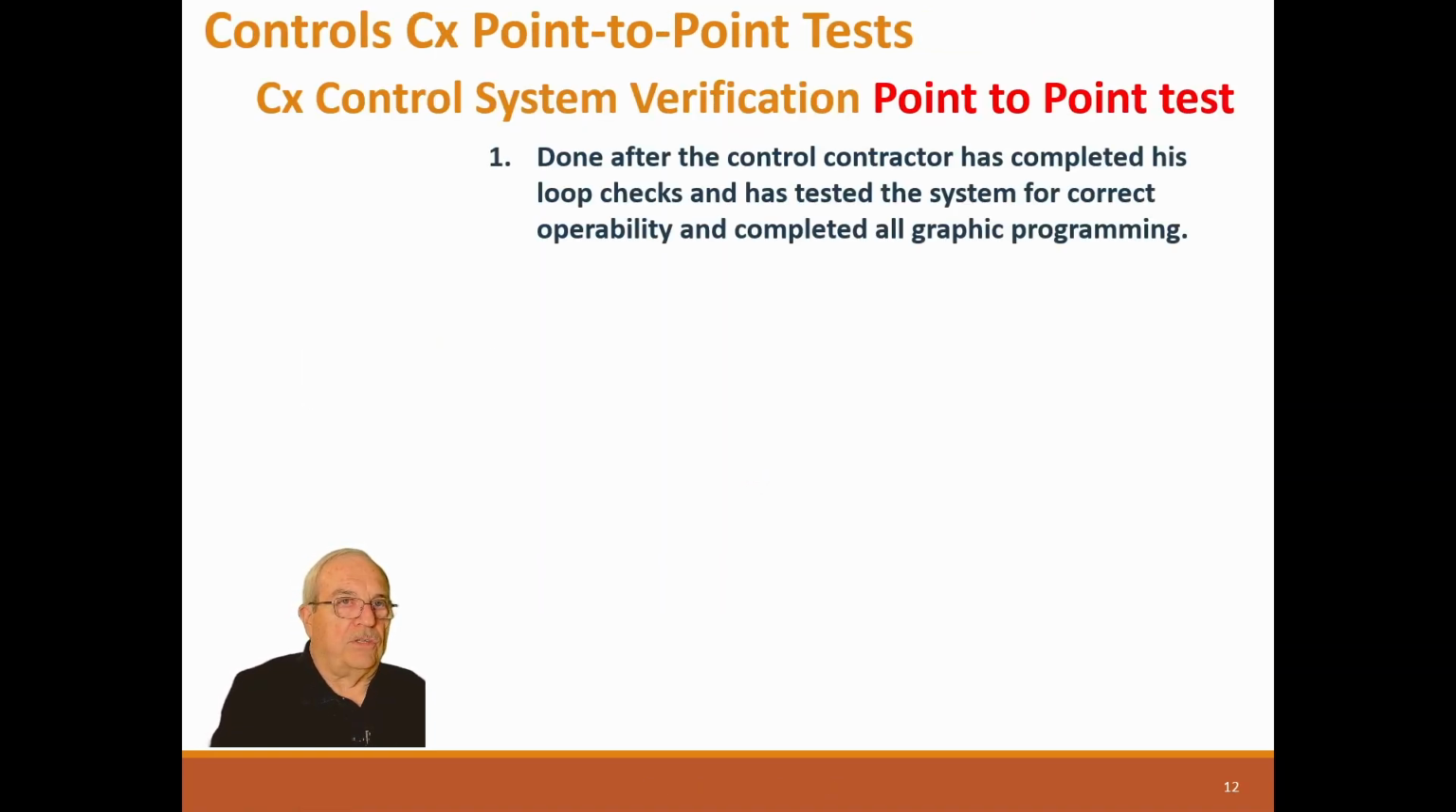They're done after the control contractor has completed his loop checks and has tested the system for correct operability and completed all graphic programming. Okay, so this is something that's really important. We're going to do now a commissioning control system verification. So the control guy's done. Now we're going to come in and verify as a commissioner that the system's ready. To do this, we need the control graphics done.